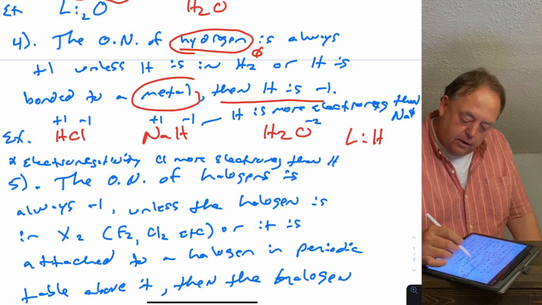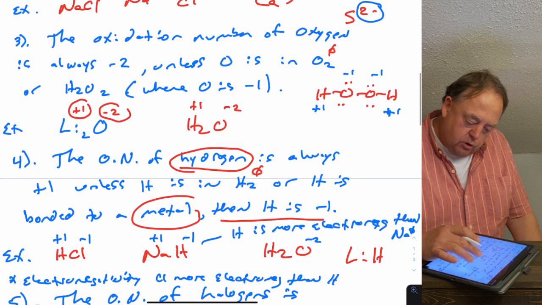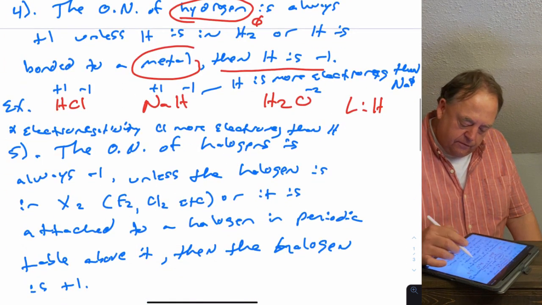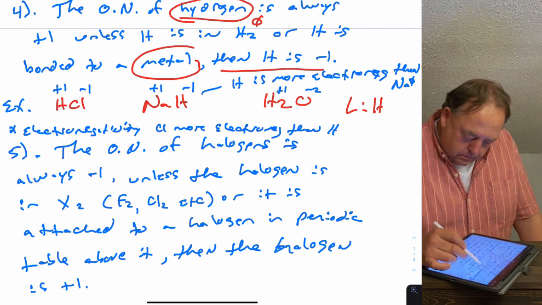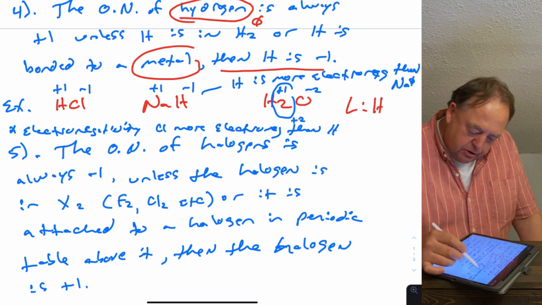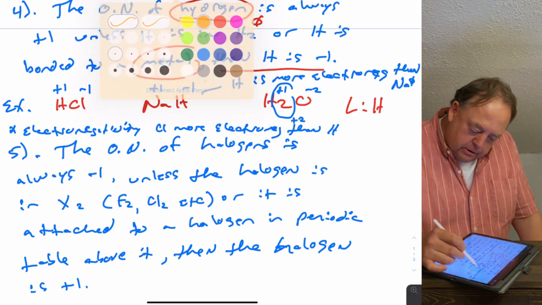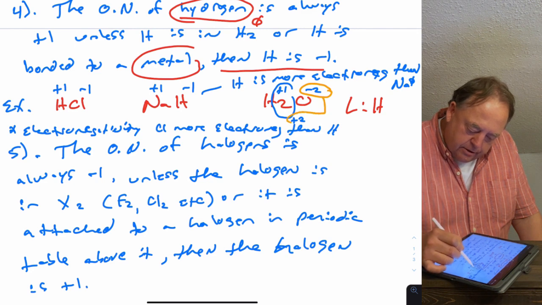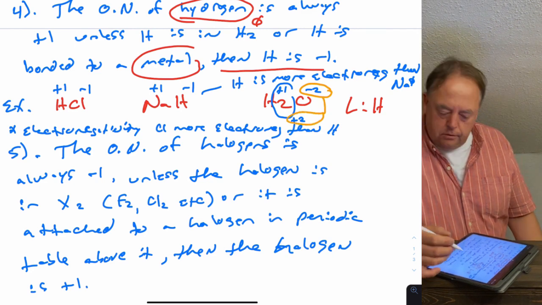So in H2O, oxygen is -2. That's rule 3 above. Oxygen is always -2, unless it's O2 or H2O2. So if oxygen is -2, then hydrogen has to be +1. And of course, the sum of oxidation numbers, so there's 2 hydrogens, so that would be +2. And then the sum of the oxidation numbers, since this compound doesn't have a charge, has to sum to 0.